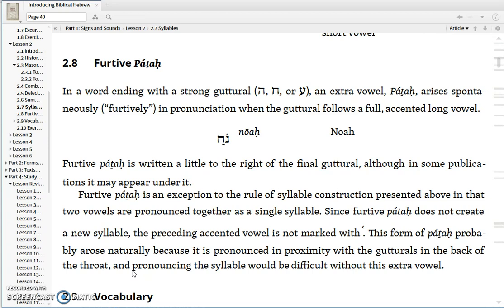There is a special kind of patakh that is influenced by gutturals, particularly the gutturals hey, chet, and ayin, where when you have usually an o vowel or u vowel in front of that consonant, it turns out that the hey and the chet and the ayin really prefer a vowels. And so if you have the word for Noah, originally what they tried to do was just put an o vowel there. Here you have the holum, which is a long o. So it should have been no, no.